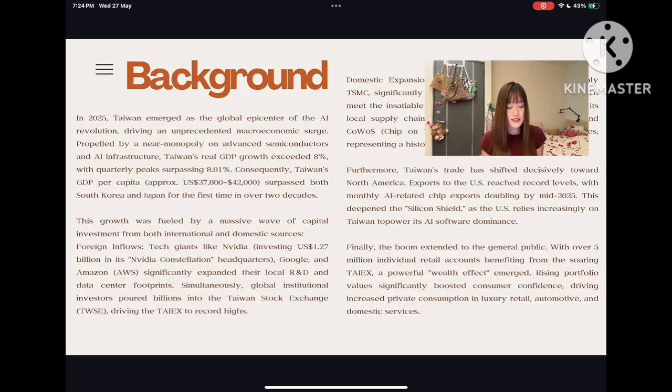Finally, the boom extended to the general public, with over 5 million individual retail accounts benefiting from the soaring TAIEX. A powerful wealth effect emerged. Rising portfolio value significantly boosted consumer confidence, driving increased private consumption in luxury retail, automotive, and domestic services.